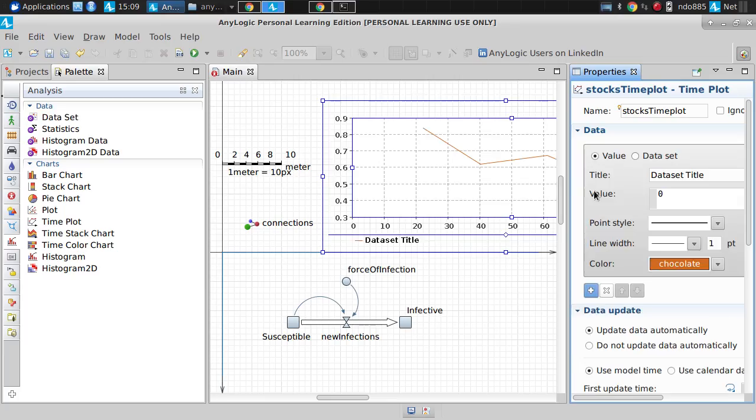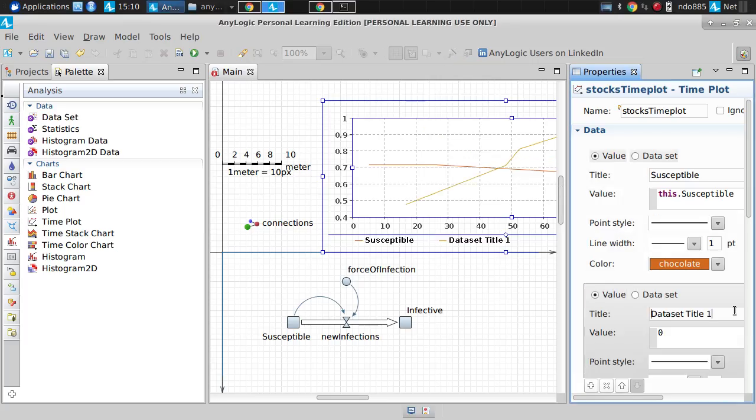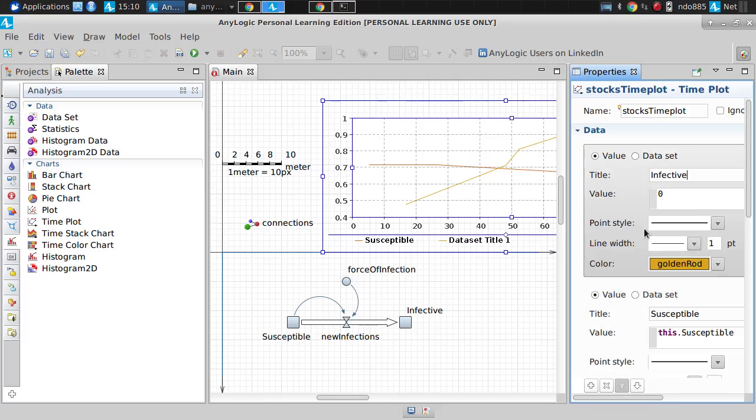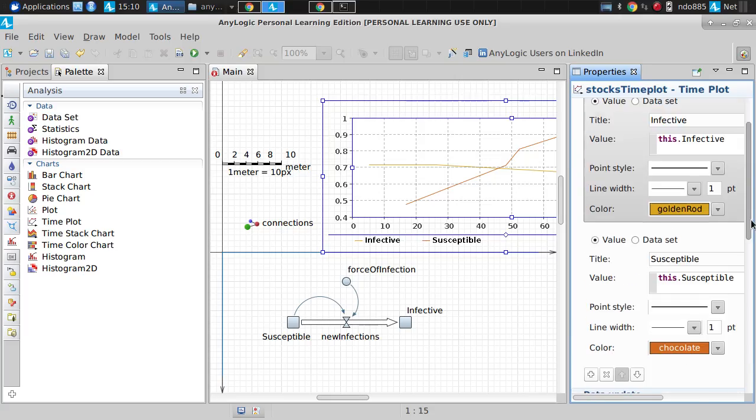In terms of data items, ladies and gentlemen, I would like to go here and I would like to put susceptible, and we're going to place this dot susceptible. Yes, you can omit this if you would like to do so and you're confident of how to manipulate Java in this way. Infective, and we have this dot infective. Okay, great.